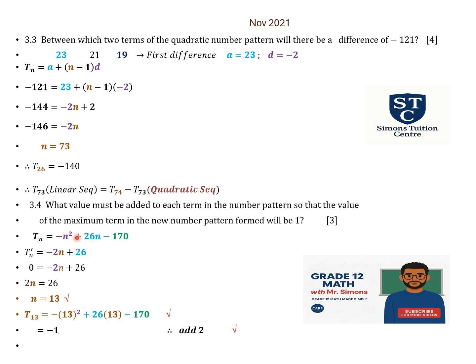So again, just to make sure you know the process, 2 times negative 1 gives me negative 2n. 1 times 26 gives me 26. The first difference of a constant is always 0. So we make the first difference equal to 0, and I take 2n across. From negative it becomes positive, and I divide. So the maximum is at the 13th term. I work out term 13: minus 169 plus 26 times 13 minus 170 gives me minus 1. So to go from minus 1 to positive 1, I add 2.